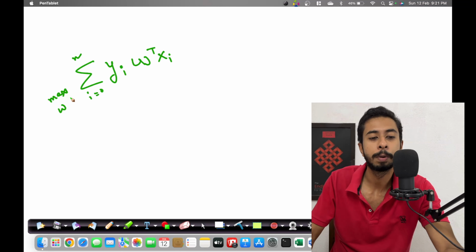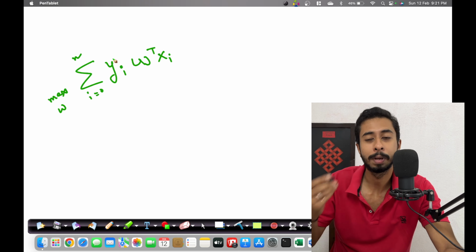But see, this particular equation, although it looks good, it will not work fine in some cases. Whenever we have some outlier points, this is not the equation which will give the optimal W. To explain my point, I'll show you an example.